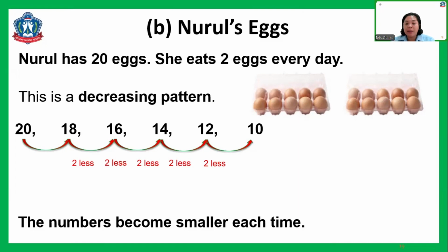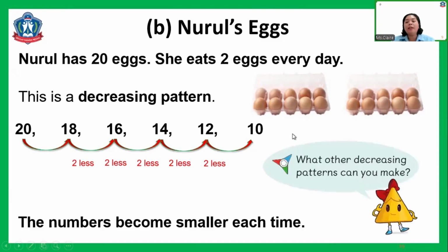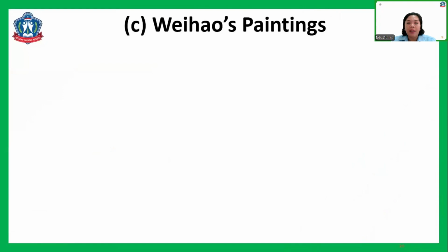So the number becomes smaller each time because this is a decreasing pattern. If it is an increasing pattern, the number becomes greater each time. If it is a decreasing pattern, the number becomes smaller each time. So what other decreasing patterns can you make? Can you make some other patterns? Okay, let's continue. We have paintings.